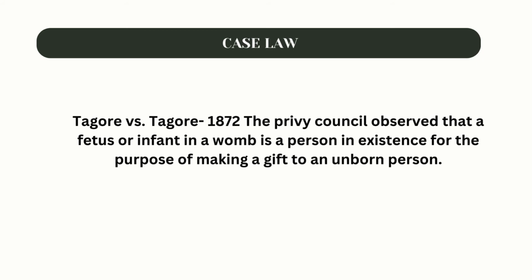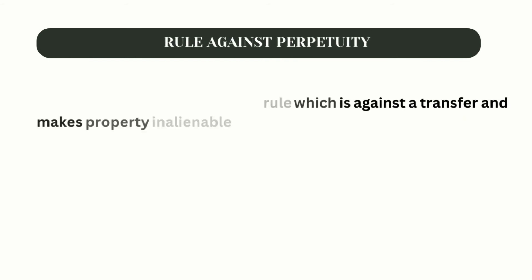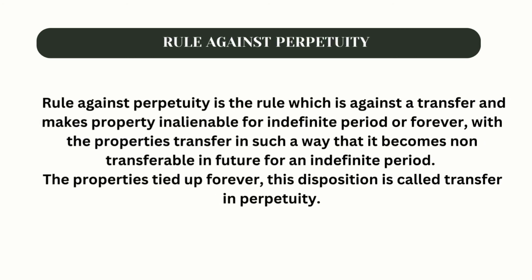The Privy Council observed that a fetus or infant in the womb is a person in existence for the purpose of making a gift to an unborn person. What is meant by rule against perpetuity?